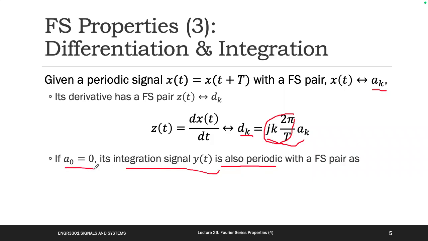Why is a_0 equal to 0? We talked about that. What is a_0? a_0 is when k equals 0, and it is related to the previous signal, the FS coefficient when k equals 0, am I right? Why must it be 0?